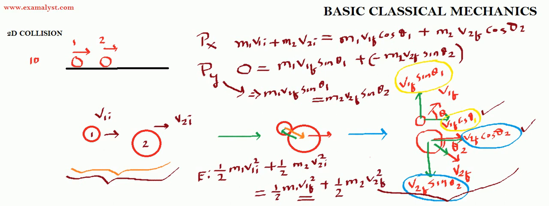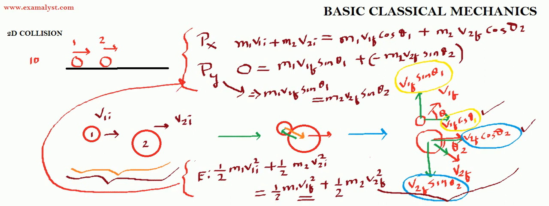So in this manner we have conserved the momentum and we have conserved the energy. Now you can play all types of games by combining the momentum equation and the energy equation, and there are various problems related to 2D collision that you can easily solve. But this is the basics of 2D collision. So we'll continue with our basic classical mechanics more in the next lecture.